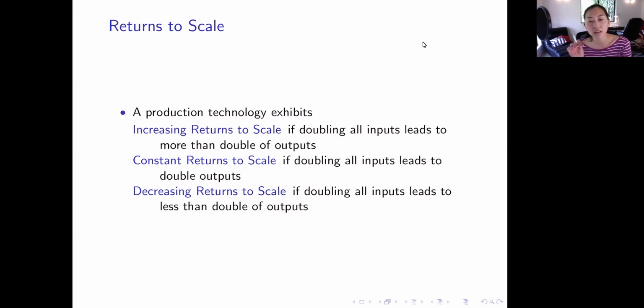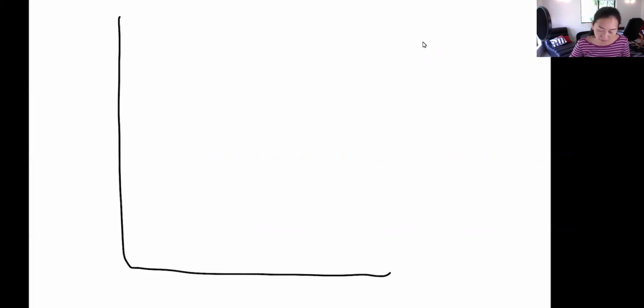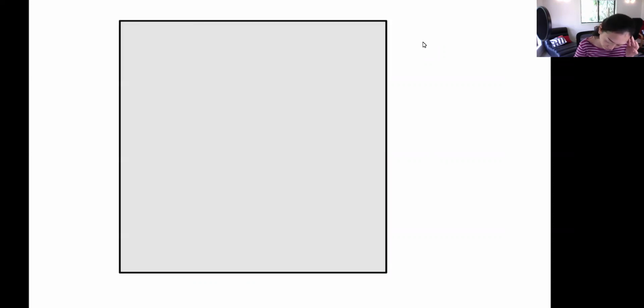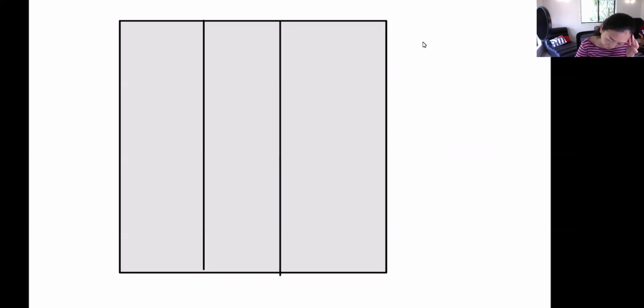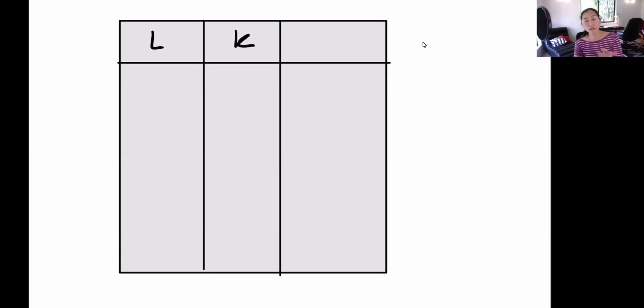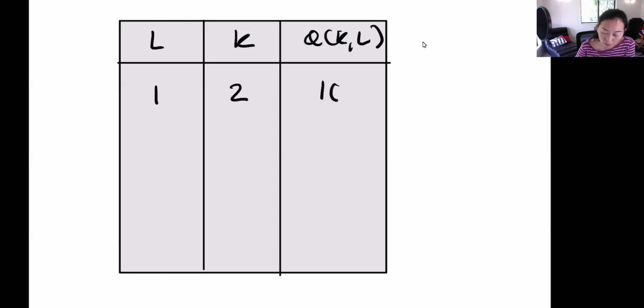So if this is the first time you see this, or you might not be able to really get your head around it, I can give you some numerical examples to make it more clear to you. Okay, suppose we have labor and capital. So these are 2 inputs. This is the output from the amount of L and K. So let's say that I have 1 unit of L and 2 units of K, and then I got the output equal to 10.